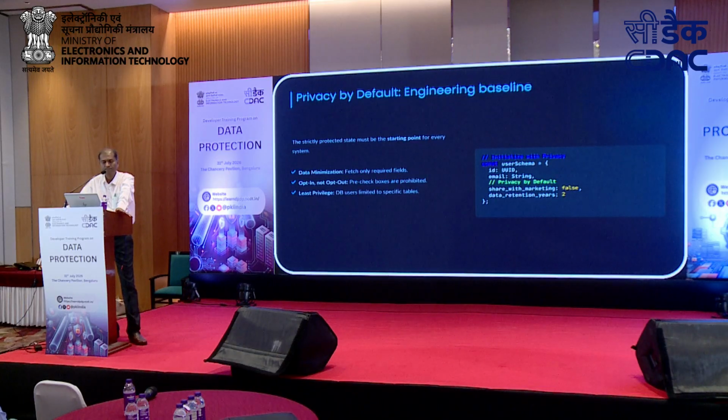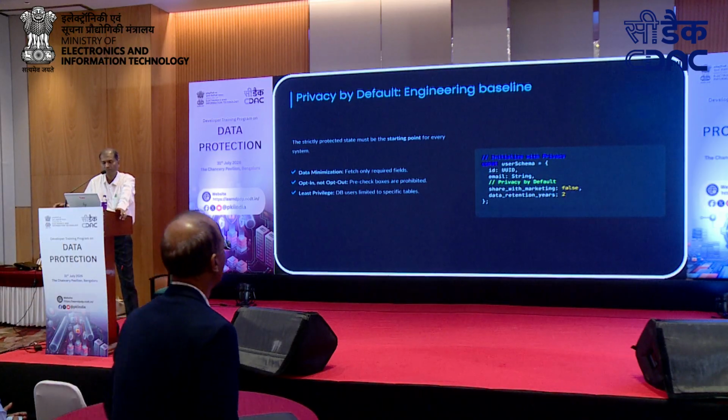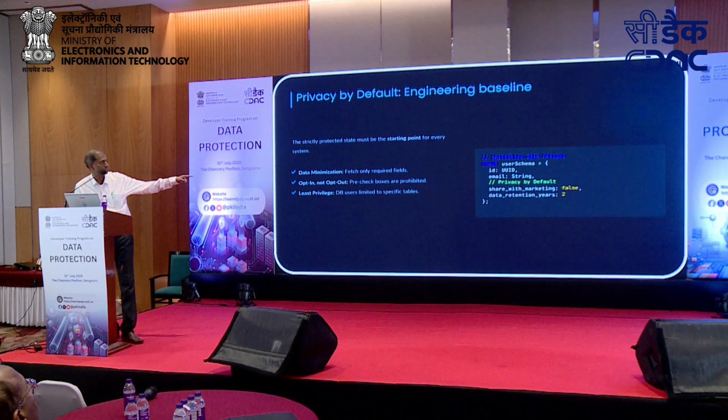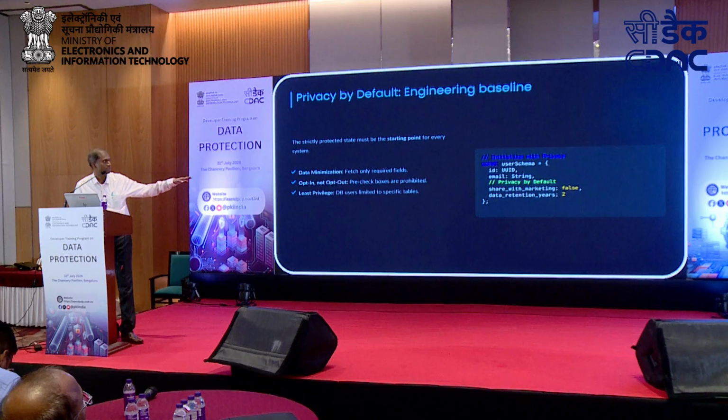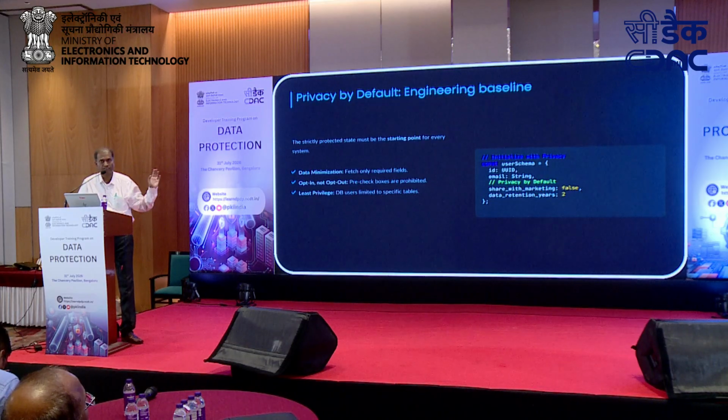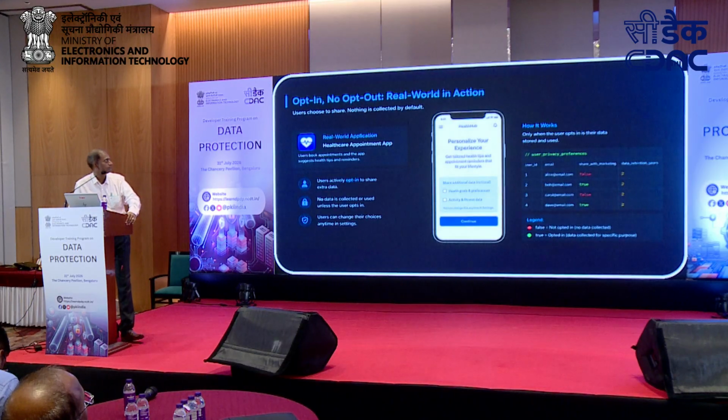And least privilege: the database user should be limited to specific table-based access. You can see in the example that by default, sharing the data with marketing is given as false. The value cannot be mentioned as true; it should be kept as false. Basically, privacy is protected from the beginning. So similarly, what do you mean by opt-in and no opt-out? This example is clear here.